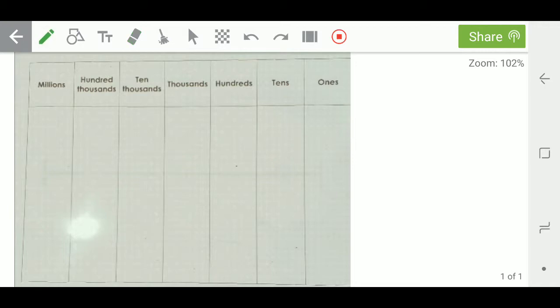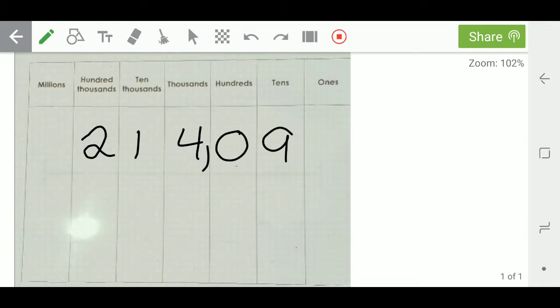Okay, let's go to the hundred thousands now. What if I have the number 214,093? And I want to round to the nearest 100,000. Raise your hand. Which digit is in my 100,000s place?